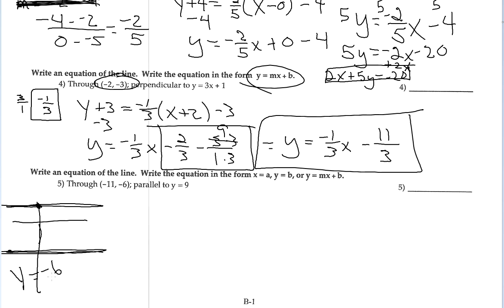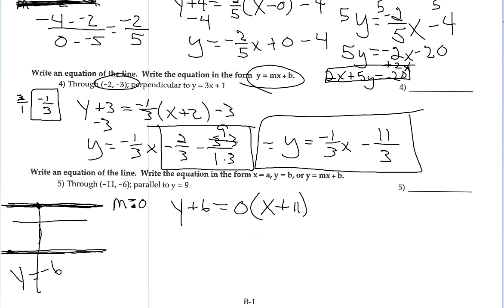Another way of looking at this is to remember that an equation of y equals a number is a horizontal line, and that the slope of a horizontal line is 0. So if m equals 0, I could use that, and then I have my point and my slope. So if we do that, my equation would look like this. y plus 6 equals 0 times x plus 11.